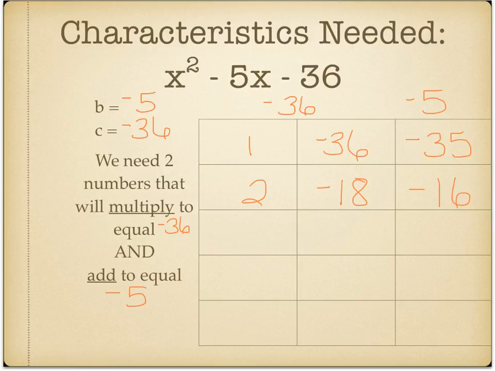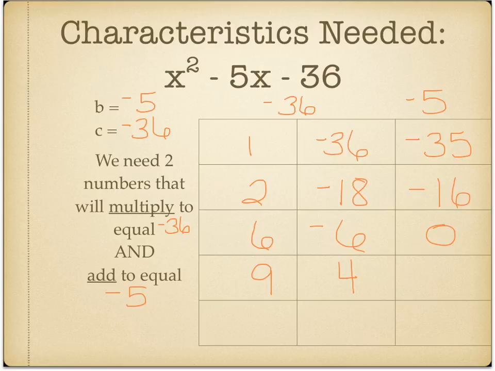So let's get numbers that are closer together because I need them to come up with a difference of negative 5. How about 6 and 6? 6 times negative 6 is a negative 36. Those are going to add to be 0. How about 9 and 4? 9 and 4 are going to have a difference of 5.